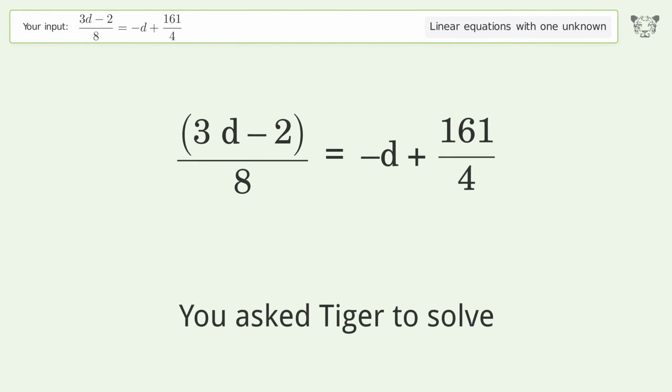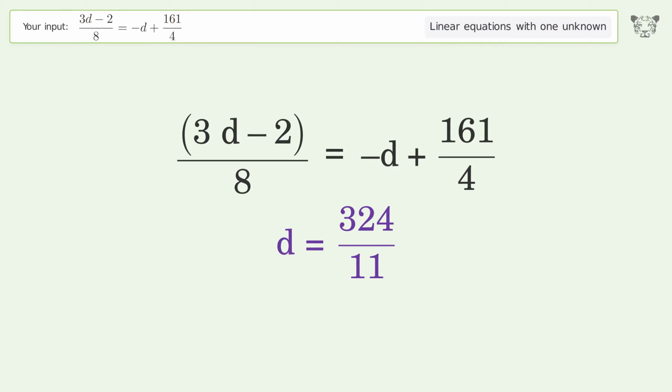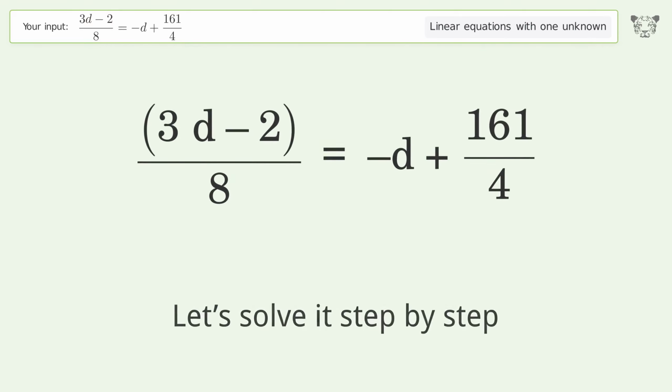You ask Tiger to solve. This deals with linear equations with one unknown. The final result is d equals 324/11. Let's solve it step by step.